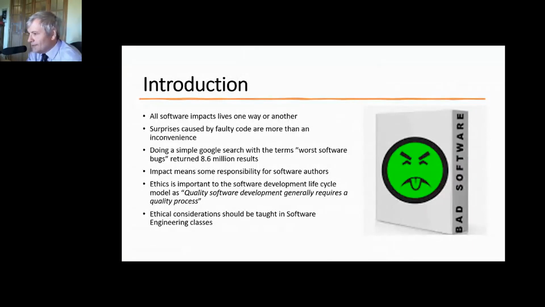Surprises in software cause more than an inconvenience. That can change lives. And this, for me, is where ethics comes in. So one way or another, software either affects people's lives in a good way or a bad way. The impact may be small or large.